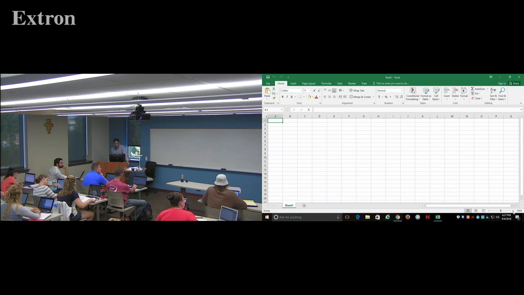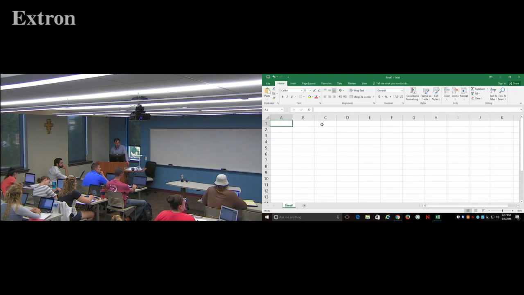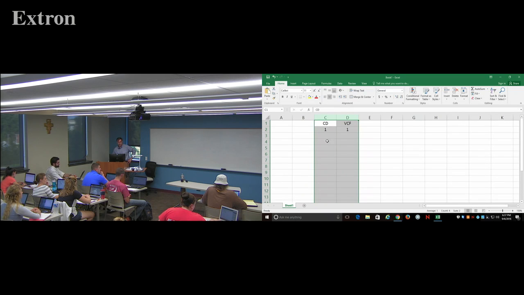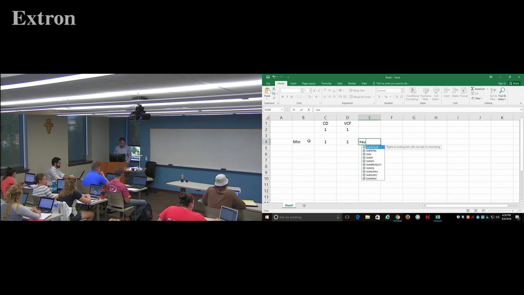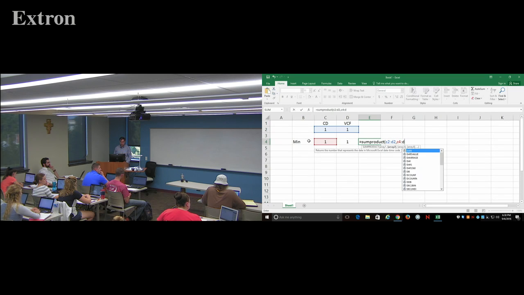Instead of reusing something, I'm going to create a brand new workbook. I'm going to say CD, and this is venture capital fund. I'm going to just seed it with 1 and 1 each. So that's where my decision variables are going to live. I'm trying to minimize CD plus VCF, well, the coefficient there is 1 and 1. So I need to SUMPRODUCT that with my decision variables, C2:D2 and C4:D4. And I know I'm going to reuse this formula, so I'm going to make the C2:D2 absolute, and hit enter. Okay?